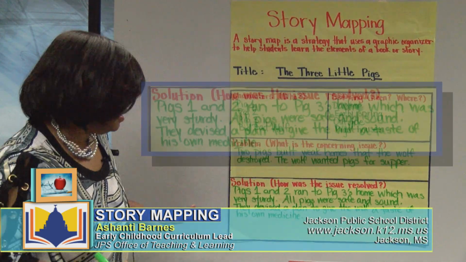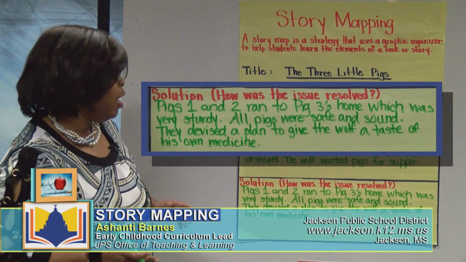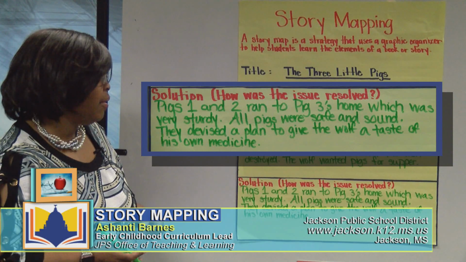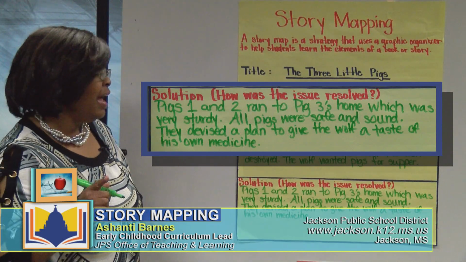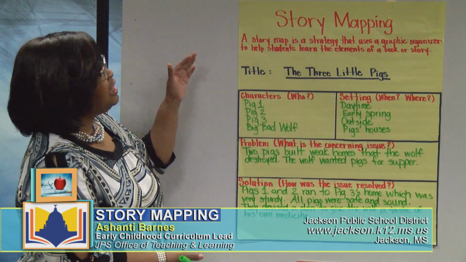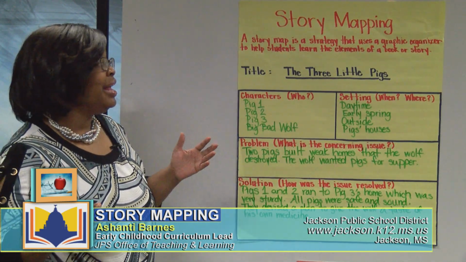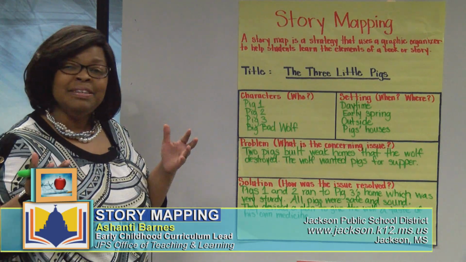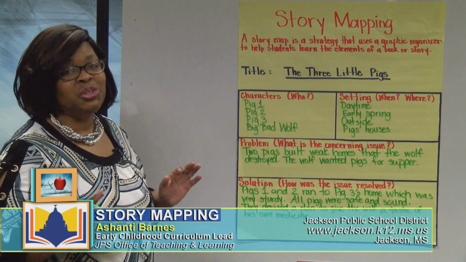So let's read that back. This is our solution. Pigs 1 and 2 ran to pig 3's home, which was very, very sturdy. All pigs were safe and sound. It was there that they devised a plan to give that old trickster, the wolf, a taste of his own medicine. So as you can see, we have taken a story map to understand the elements of the three little pigs. Now you can take this particular strategy and really have a deeper comprehension of any other story.